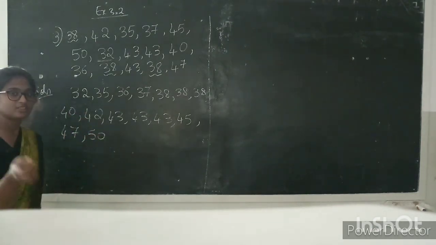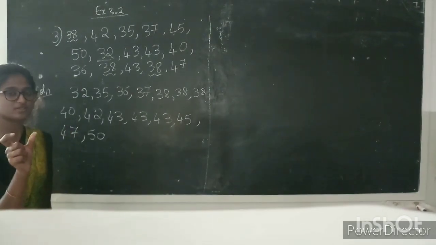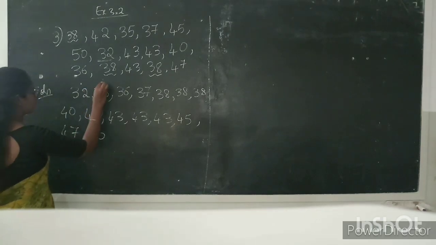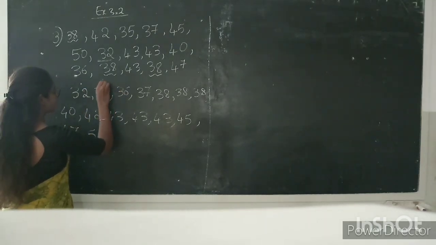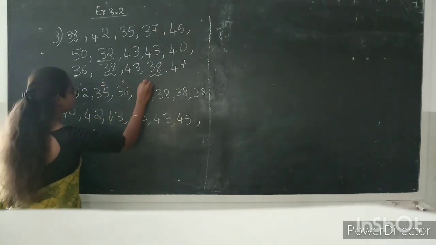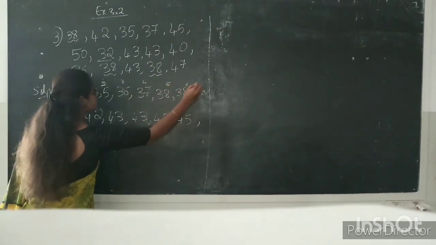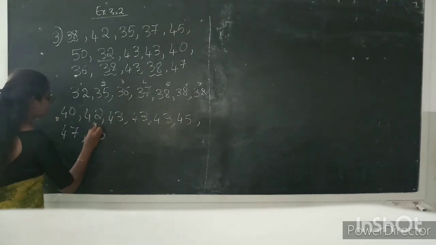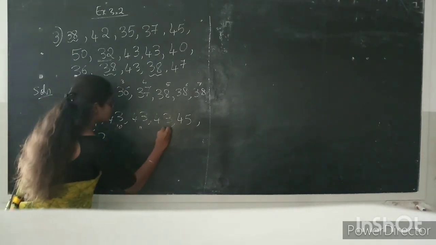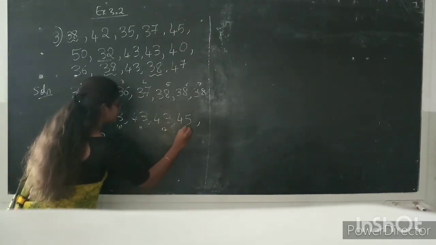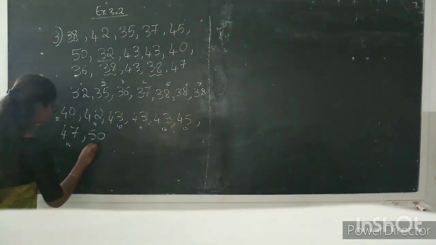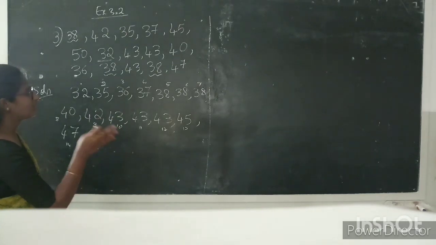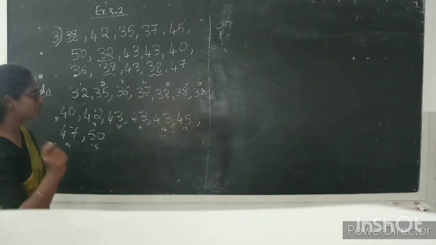These are the weights of 15 students. If we have 15 values here, then it is correct. So 1, 2, 3, 4, 5, 6, 7, 8, 9, 10, 11, 12, 13, 14 and 15. This also helps us to count the values and, during the median, to pick the median value.